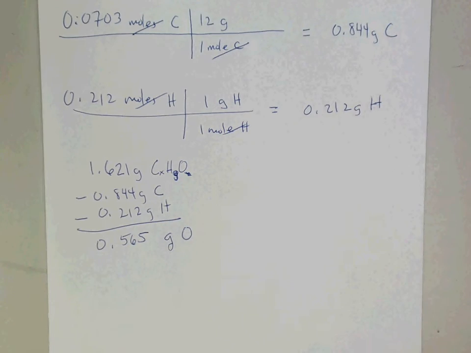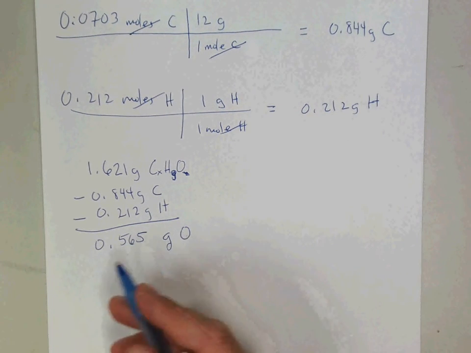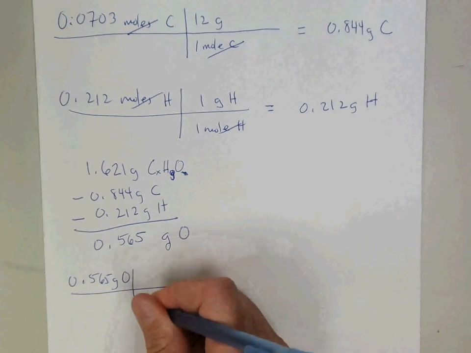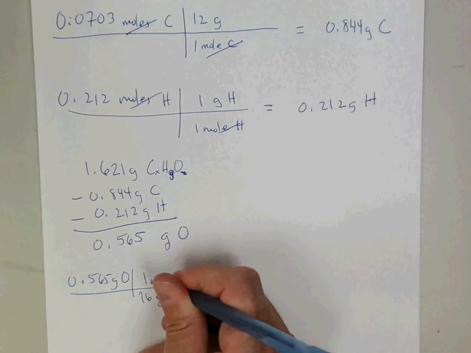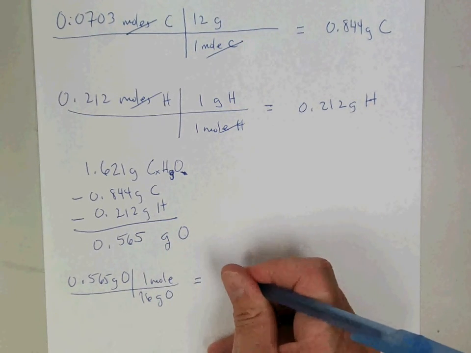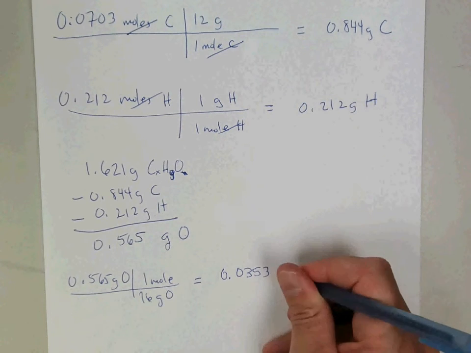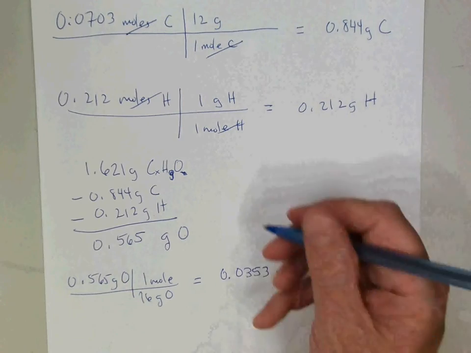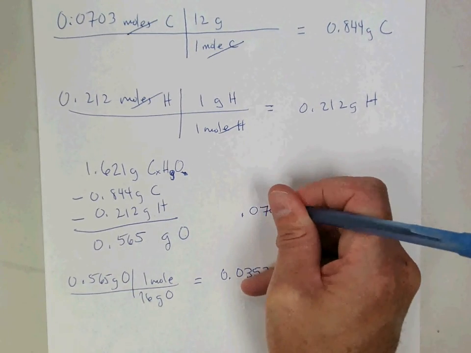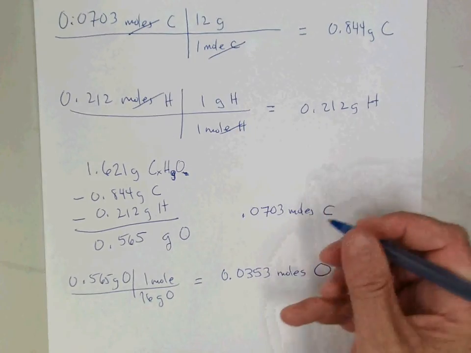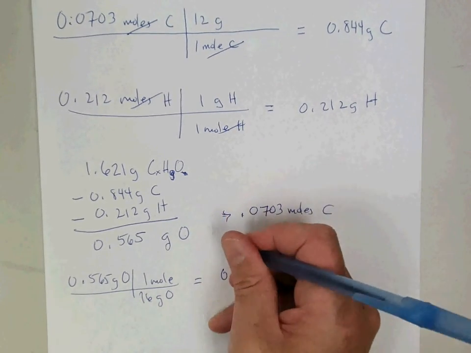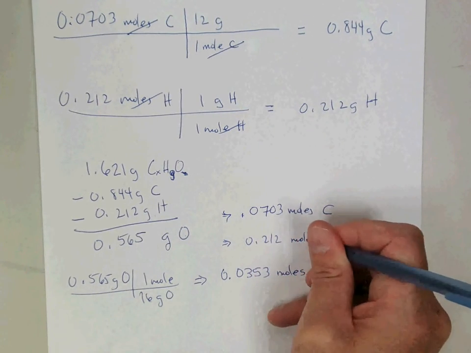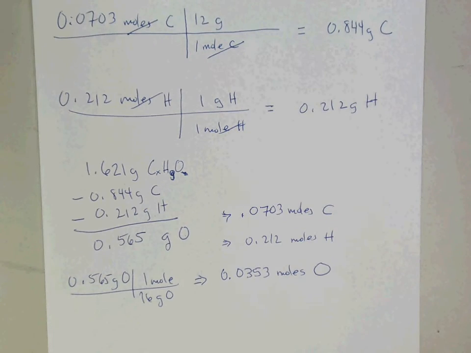Okay? Now that I know the mass of oxygen, I can find the moles. So 0.565 grams of oxygen. There's 16 grams of oxygen in 1 mole, and so this becomes 0.0353 moles of oxygen. Now if we go back, we had already calculated that there was 0.0703 moles of carbon, and there was 0.212 moles of hydrogen. Now look what we have.